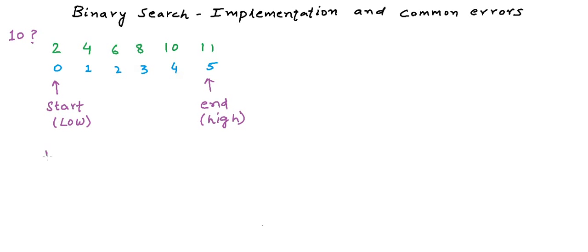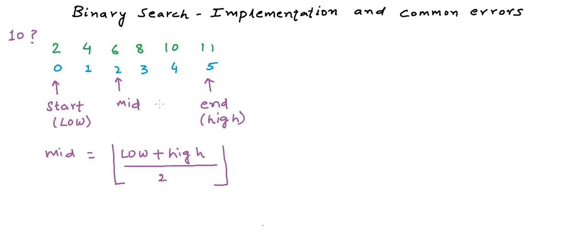Now we calculate the middle point using the equation mid = (low + high) / 2, or (start + end) / 2, and we take only the integral part. So here (5 + 0) / 2 would be 2.5, and taking the integral part will give us index 2 as the middle index. So we are searching for the number 10, and initially we are in a state where the lower index is 0, the higher index is 5, and so the mid index is 2.